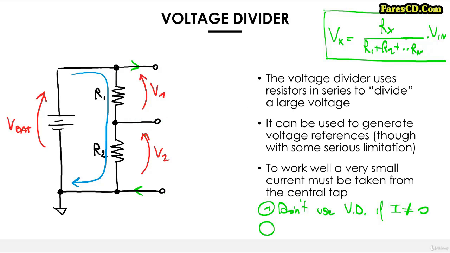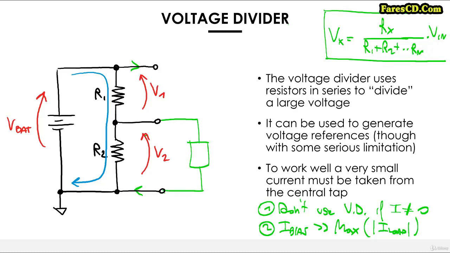The second thing that you can do to have a working voltage divider is to make sure that the I bias is much bigger than the max of the absolute value of I load. What I mean is the following. The I load is the current that you need to have going into your load in order to do something with it. You're most likely using a voltage divider to generate an intermediate voltage from the battery voltage, and you want to connect a load there, a device, which could be a resistor or a chip, something that needs that voltage in order to work. The current that this device needs is called I load.